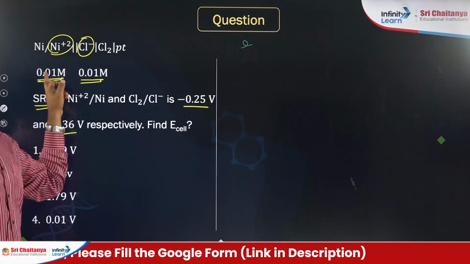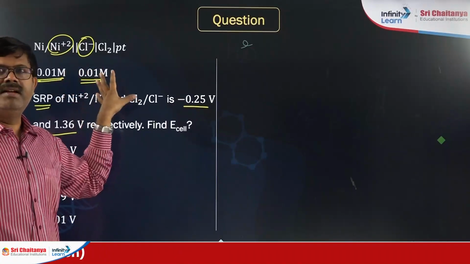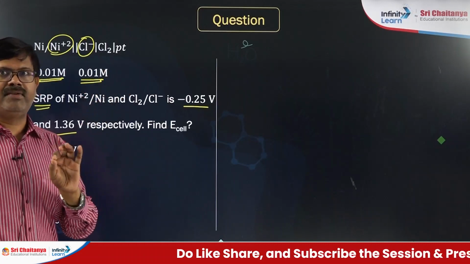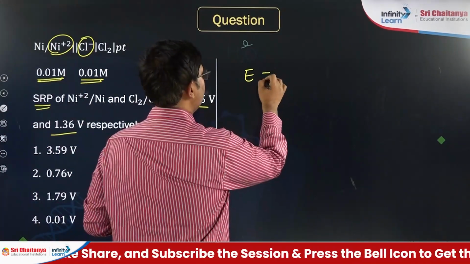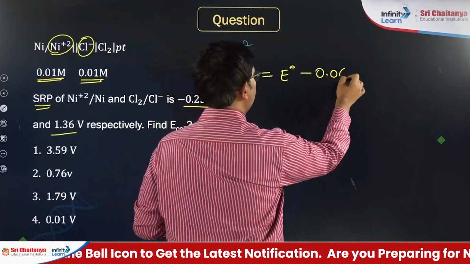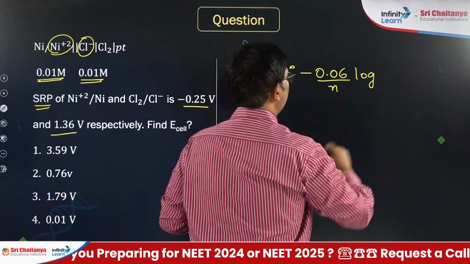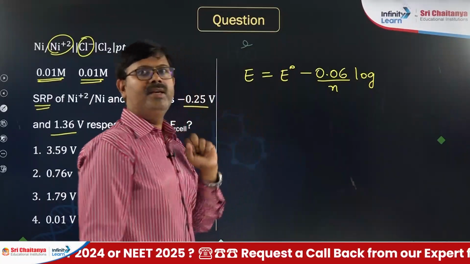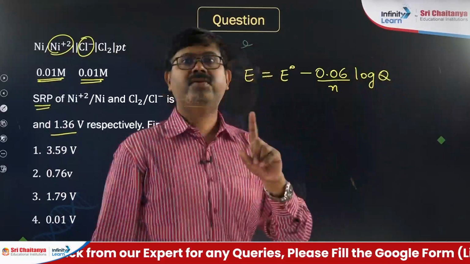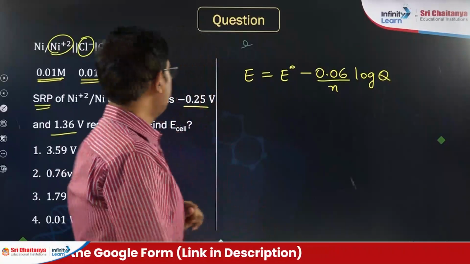Now see, whenever you see concentrations like this, apart from 1 molarity, understand that you must apply the Nernst equation. So the Nernst equation: E is equal to E naught cell minus, approximately I am taking 0.06 here, by n, log Q. Now what is Q here? See, to find this Q, first you need to write the balanced equation, then only you will get that Q. Now what is that balanced equation?